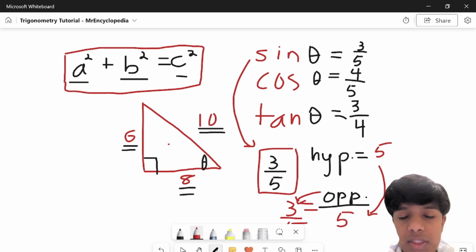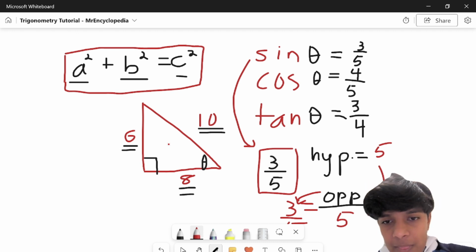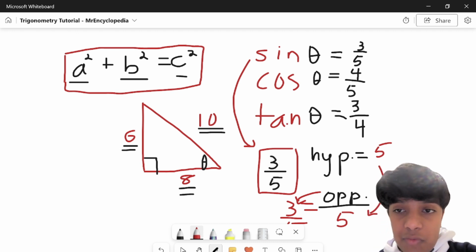So C squared must equal 100, and since 10 is C, it's going to be 10 squared equivalent to 100, which is true because 10 squared is 100. So as we can see, it is a right triangle. And now we can use it for calculation.